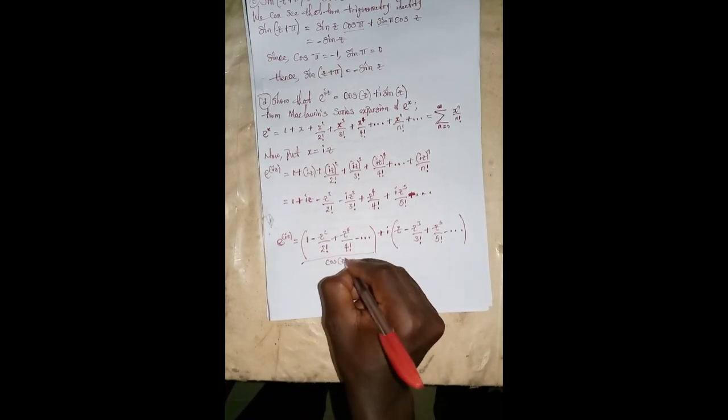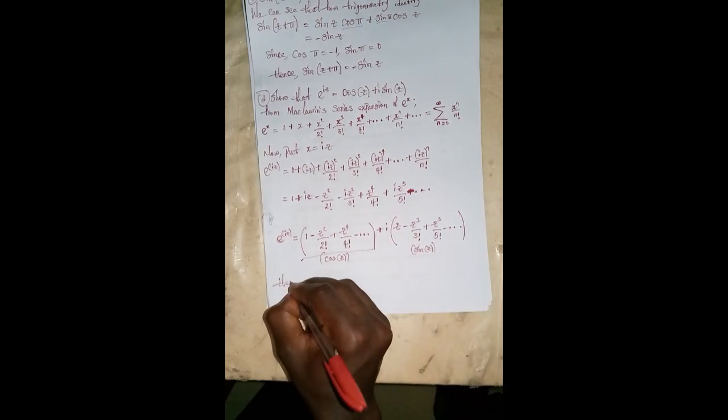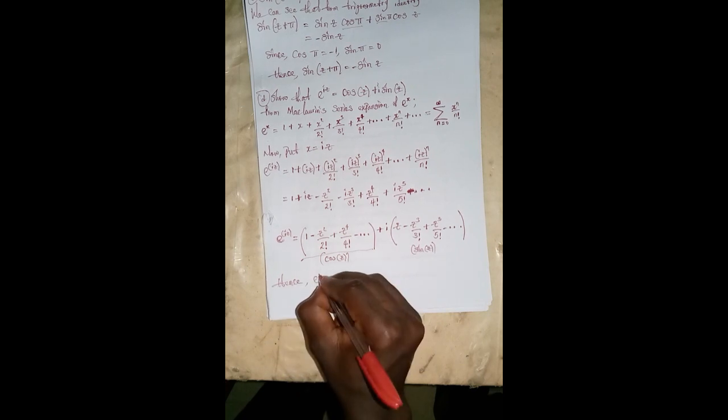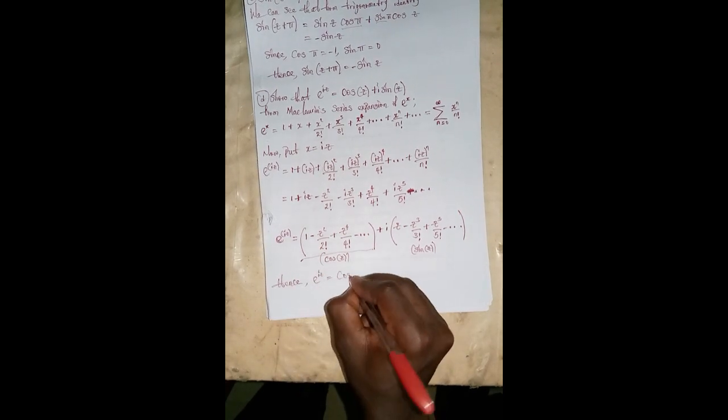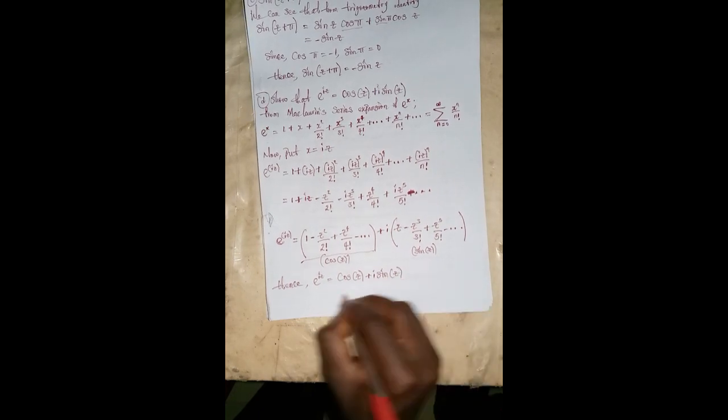Now, we discovered from the Maclaurin series that this particular expression is given for cos z and this particular expression is given for sine z. Since we have both of these, we can see that e raised to the power of iz is equal to cos z plus i sine z, as required.